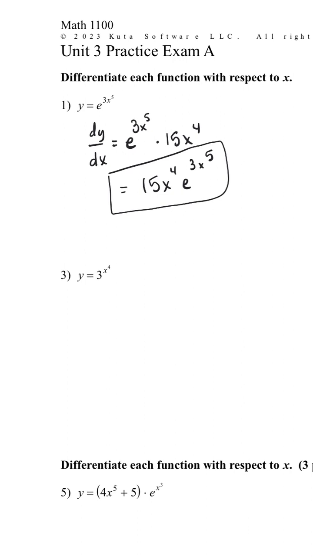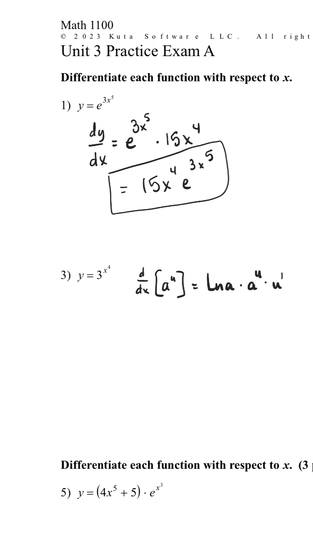Question 3. Now this involves taking the derivative of an exponential function that doesn't have a base e. So remember, the derivative of e to the u is e to the u times u prime, but that only applies to a base e. If we have any other base, then there's a formula. So the formula is the derivative with respect to x of a to the u is natural log of a times a to the u times u prime. So we can use that formula here.